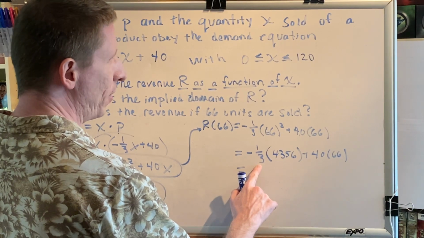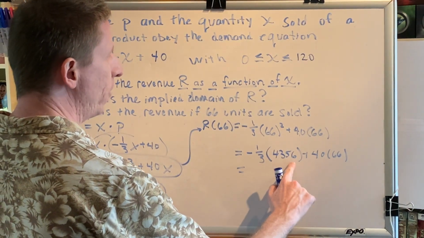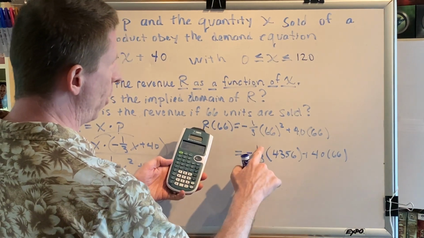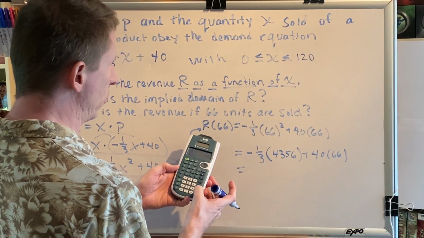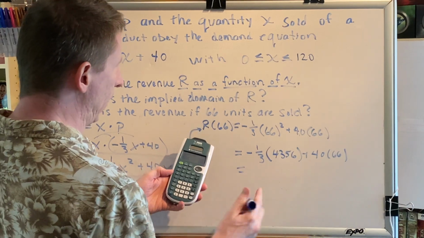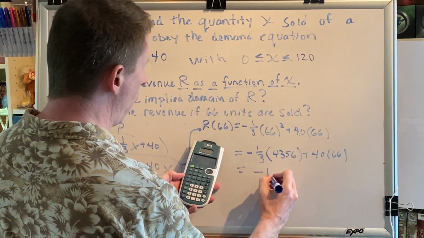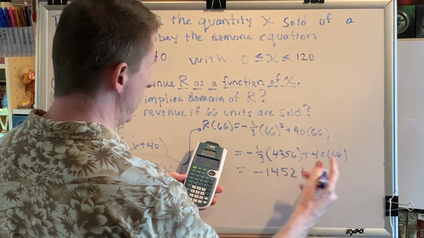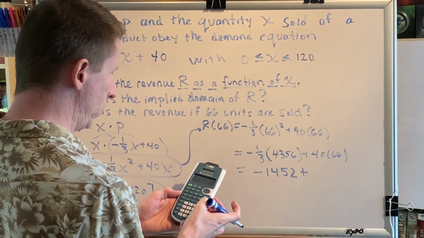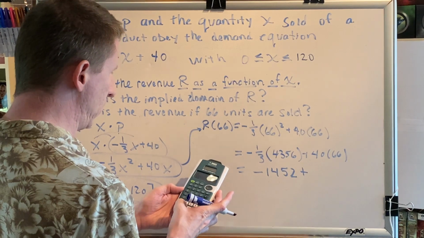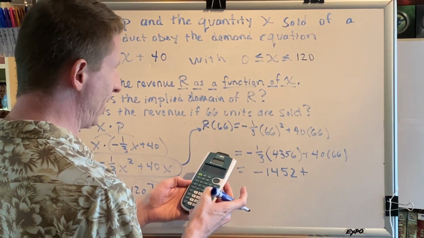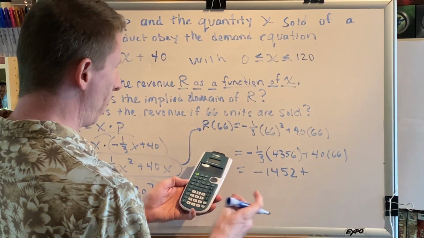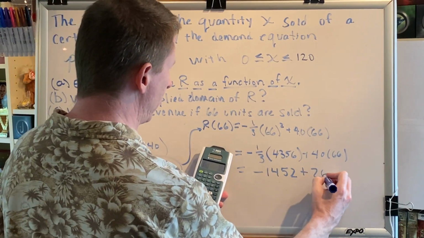A number in a denominator is actually dividing. So 4,356 divided by 3, then multiplied by 1, which doesn't change its value, then made negative, gives the result negative 1,452. 40 times 66 is equal to 2,640.